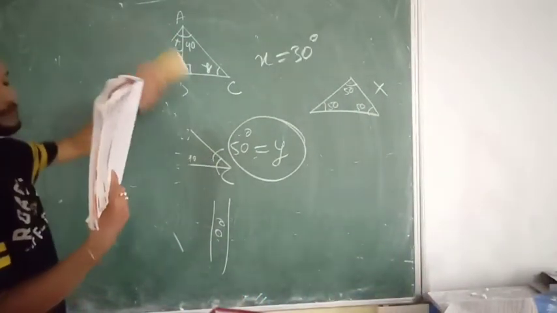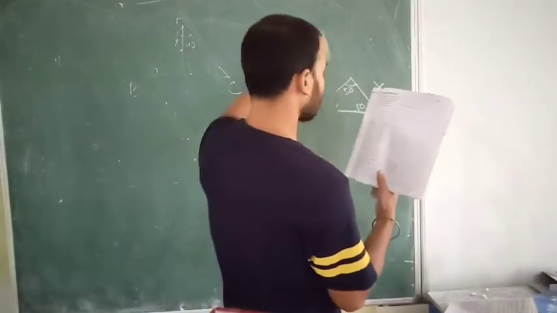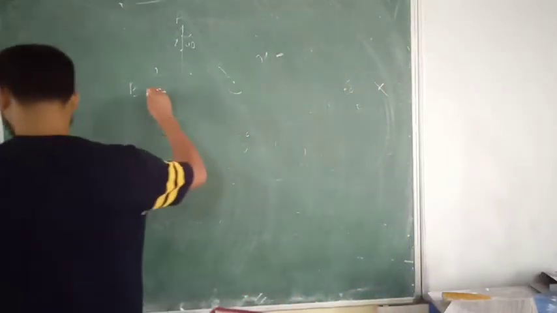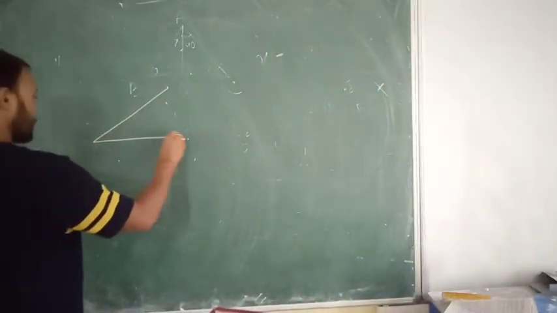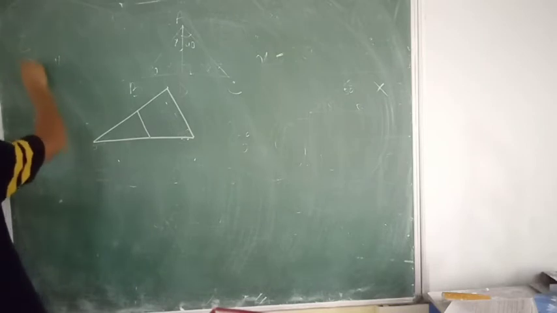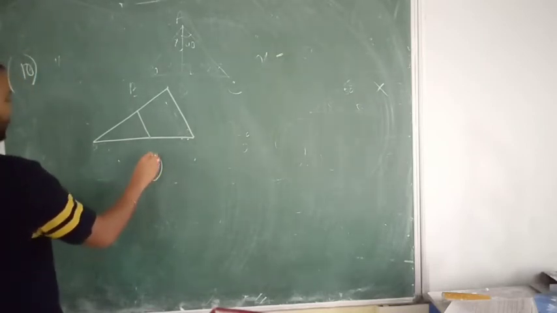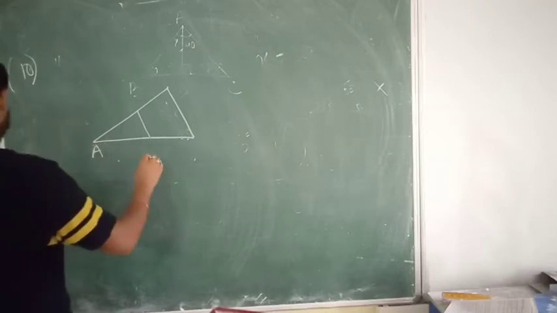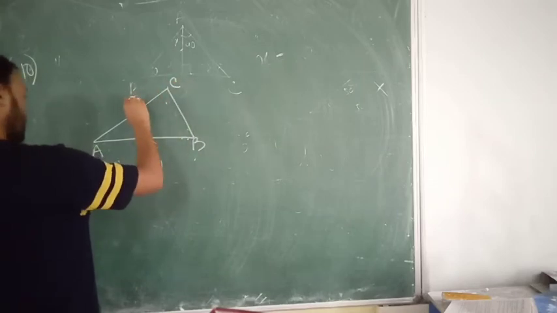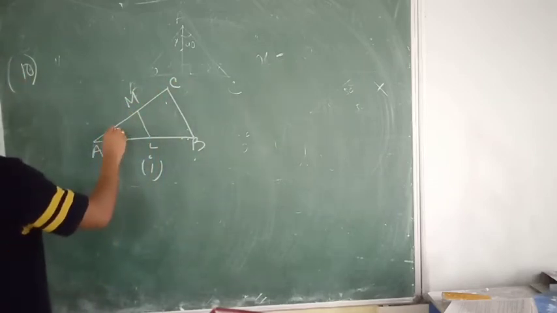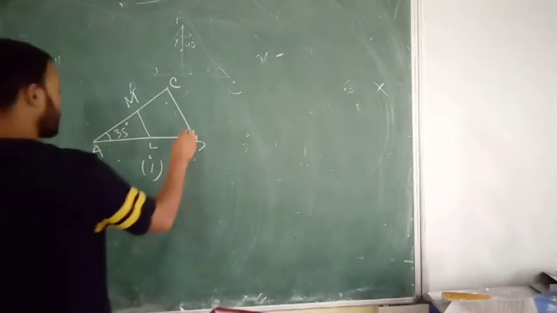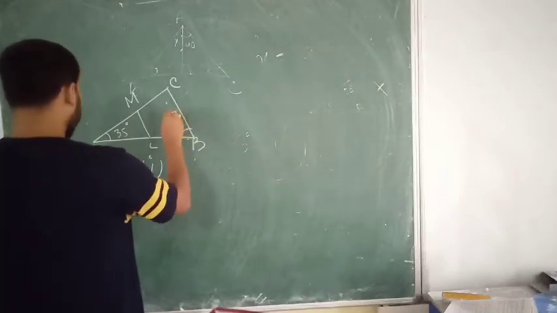In 10 you see there are three figures. We need to find some of the angles. This is a triangle A, L, B, C, this is M. This is 35 degree. Okay. This is 65 degree. Okay.